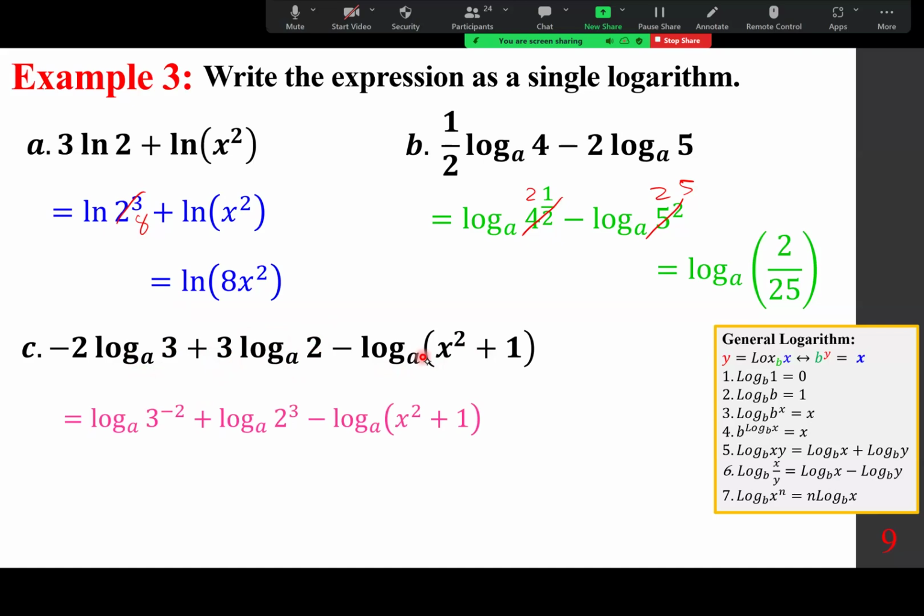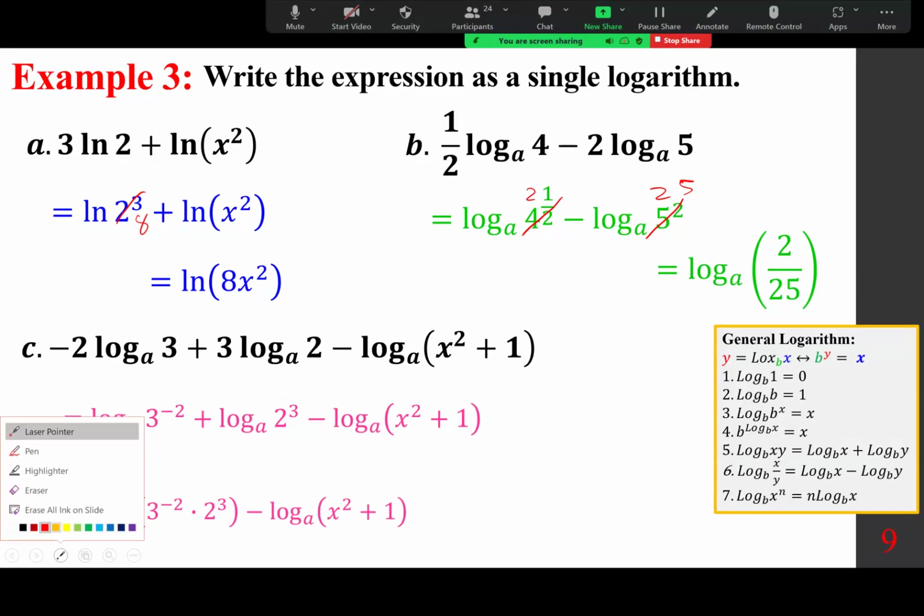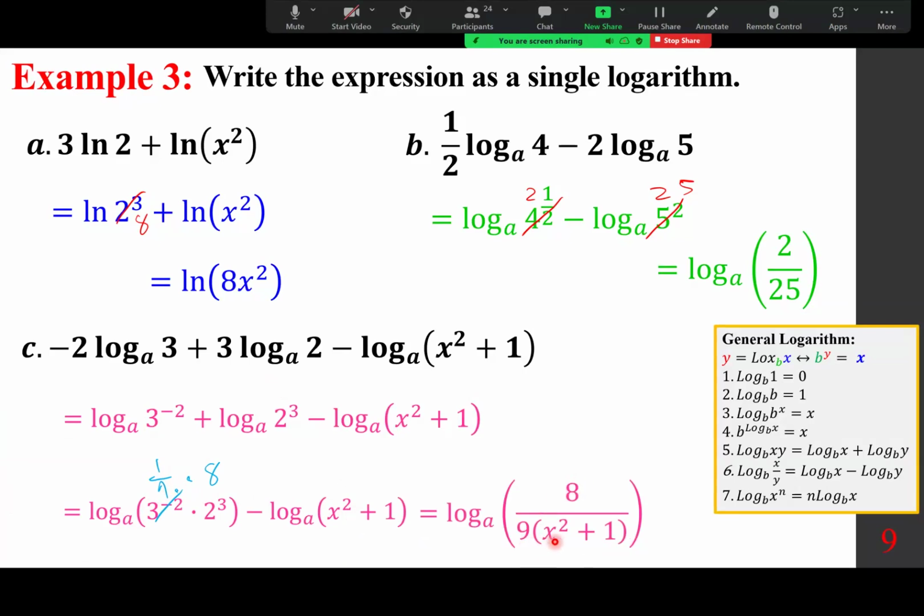Again, you can do it in one more shot, but let's do it in 2 shots. Because there's a plus sign, you can combine this using number 5, the product rule. Again, you're going from right to left. So log base A of the product of these 2. We are not changing this one. As you know, this is 1 over 9. This is 8. So it's log base A of 8 over 9 over x squared plus 1. So 8 over 9 over x squared plus 1 looks like 8 over 9 times x squared plus 1. I hope you see that this is 8 over 9, so the 9 belongs to the denominator.